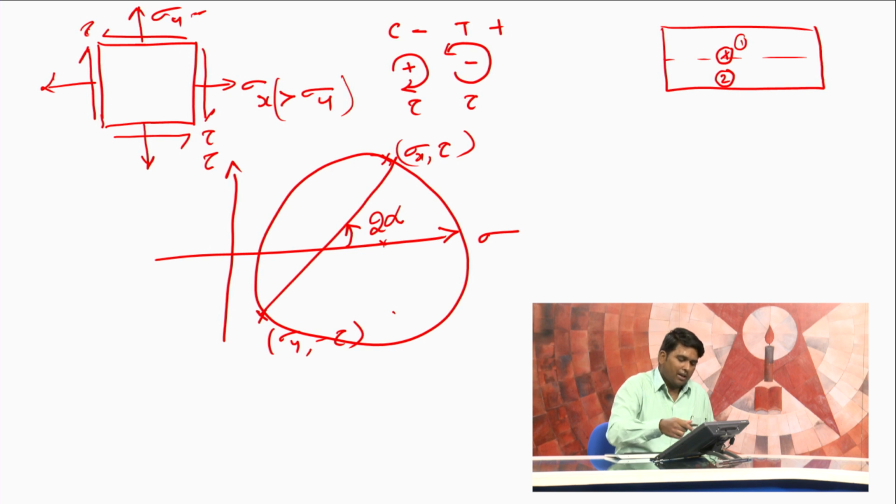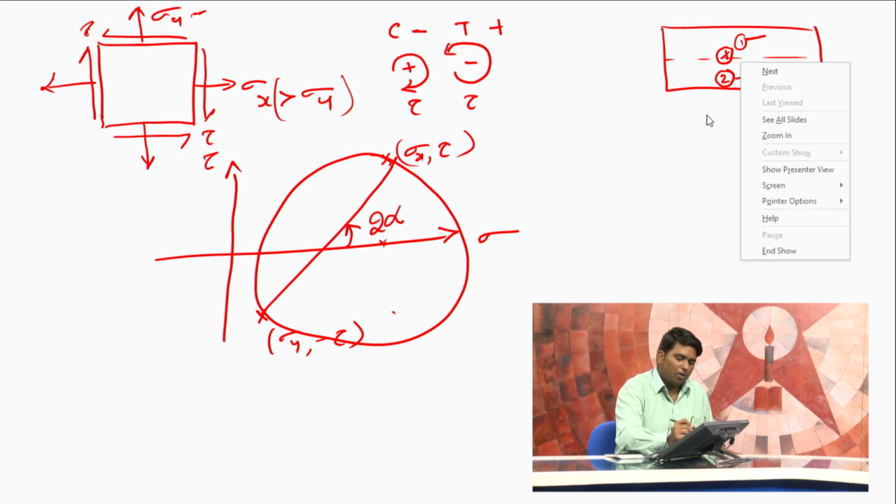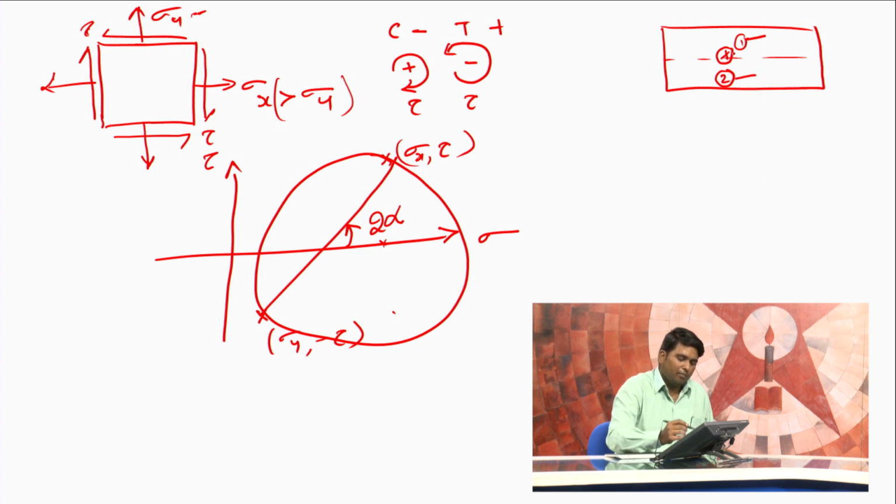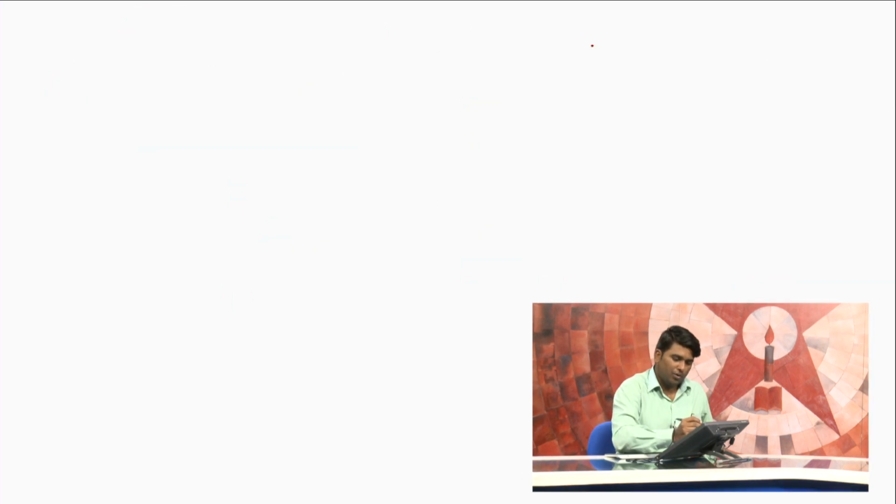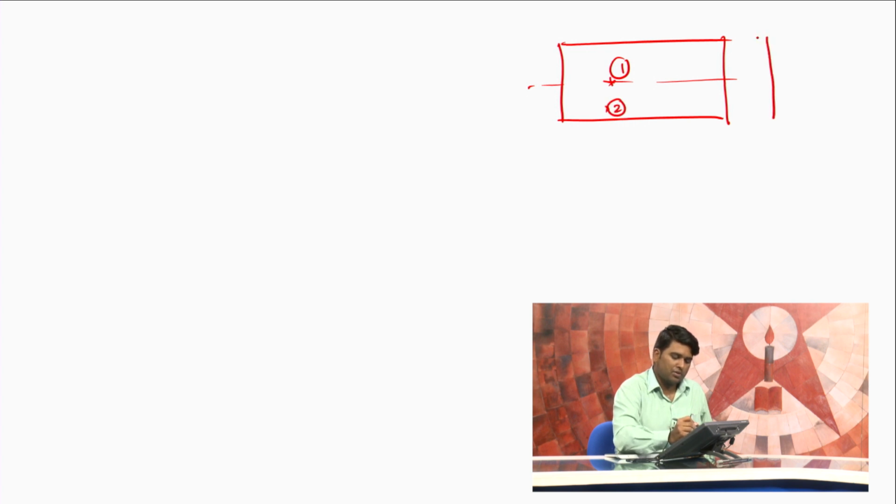Let us study about these 2 points, 1 and 2, due to two dimensional stresses of normal and shear stress, how it will behave. We have studied how to draw Mohr circle. Once again we will recall the section, the neutral axis, section, first point element 1, this is element 2, we know the normal stress and shear stress distribution.